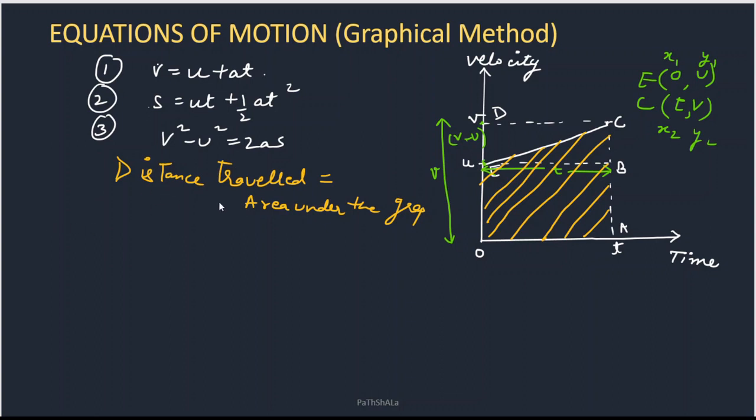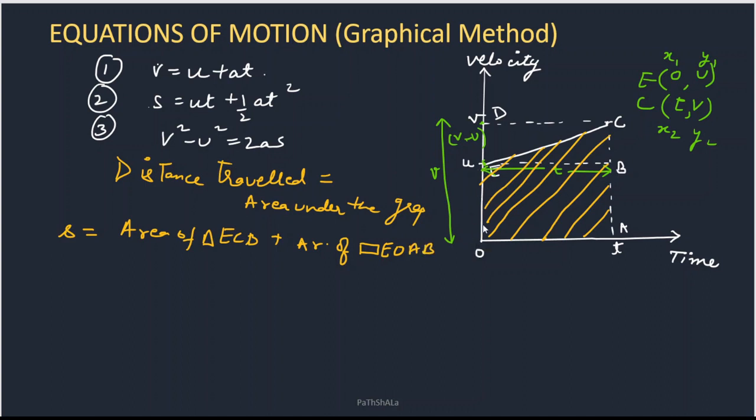So I can say, what is distance traveled? We are denoting the distance traveled by the letter S. So distance traveled is area under the graph. That means area of the triangle, which triangle? ECB. Plus area of rectangle, which rectangle? EOAB. Now you can also apply the trapezium formula.